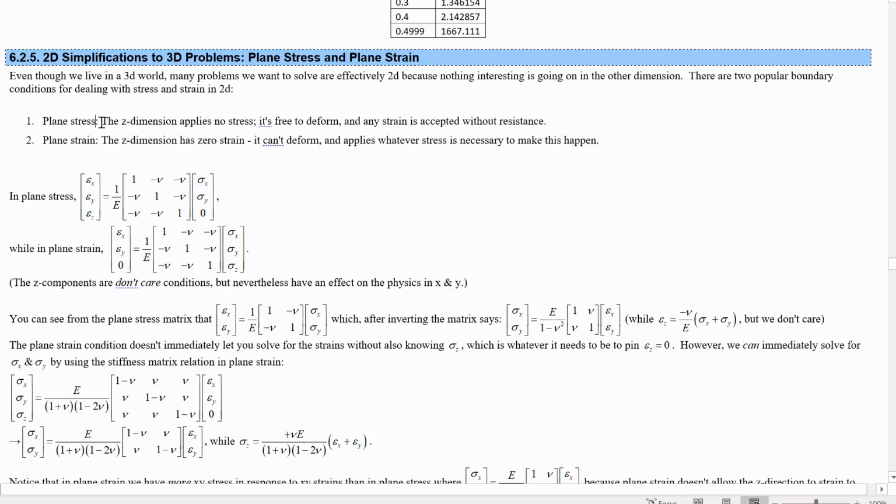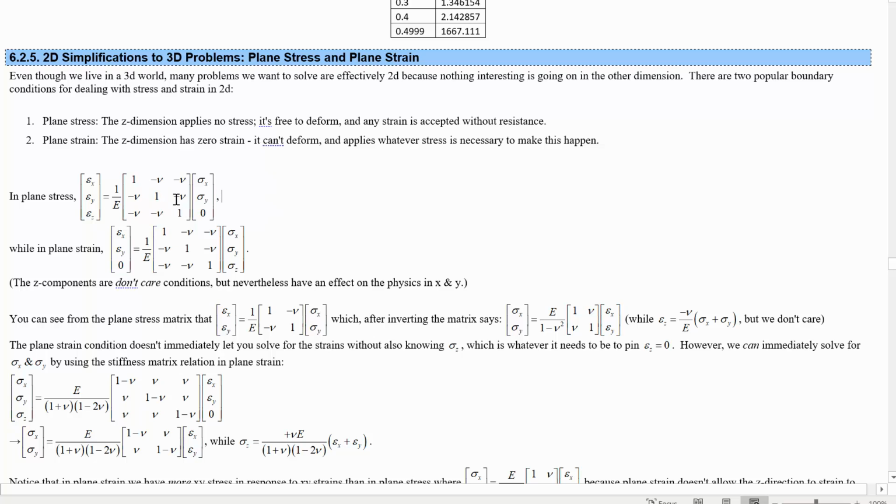Plane stress means that the Z dimension applies no stress. So we're going to be using this as a way to solve a two-dimensional problem where we don't care about what's going on in Z, just like we've done over the last couple of weeks, because there's nothing interesting in Z. That's the case for some problems. And if the Z dimension applies no stress, like it's totally free to move in that dimension, then you might use the plane stress boundary condition and just substitute that in and only deal with the problem in 2D.